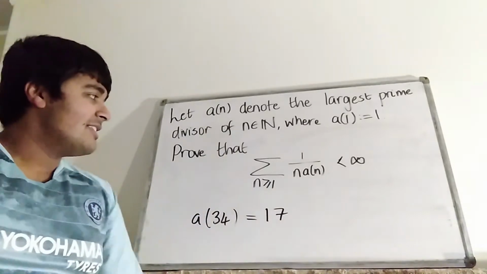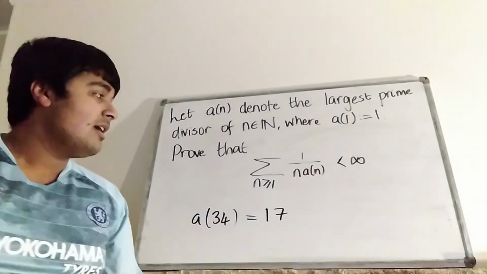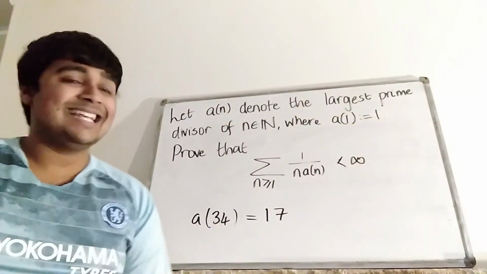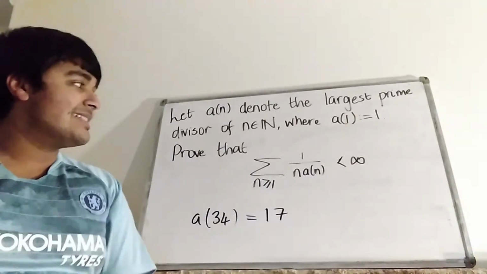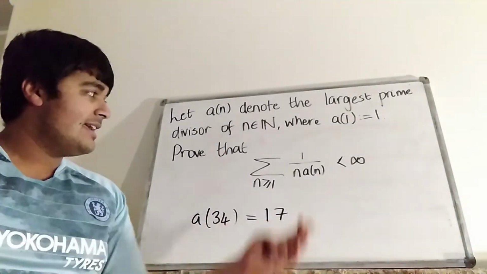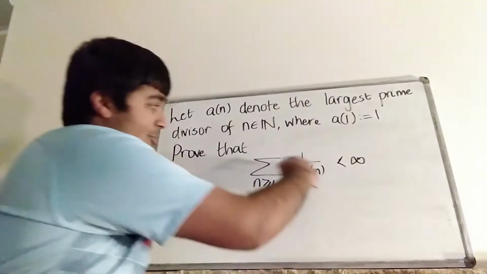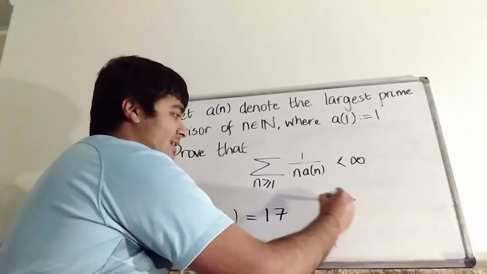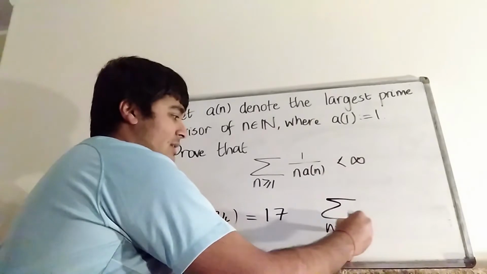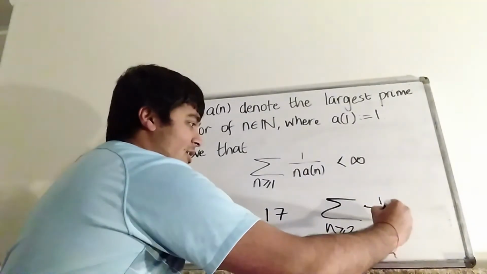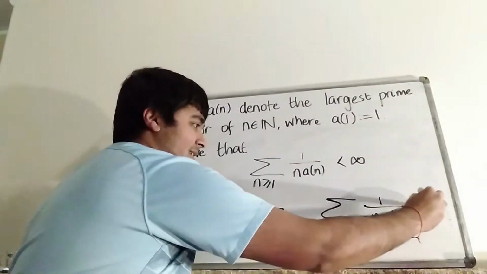Okay, we want to prove that the sum from n equals 1 to infinity of 1 over n a_n converges, i.e. is less than infinity. And I'll note that proving this is equivalent to proving that the sum from n equals 2 to infinity of 1 over n a_n is less than infinity.